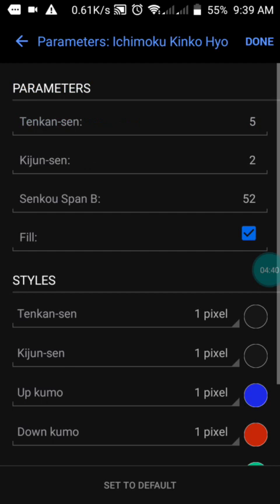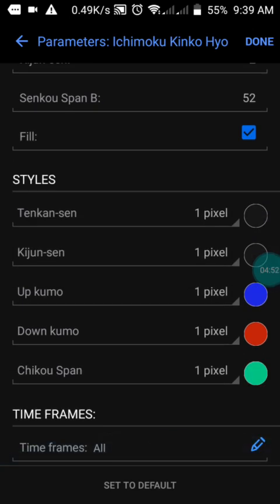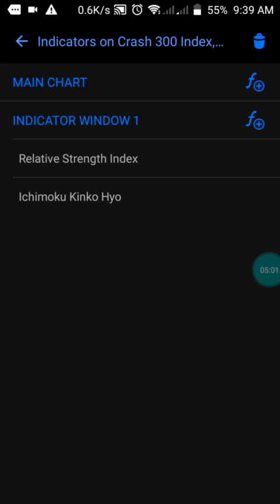And the next one is Ichimoku. The first one is 5, the next one is 2, the next one is 52, and we have the fill here. And if you check here, you have the up moon to be in your blue, red and green. So you just screenshot it the way I do it here. Then with this, you have this same strategy on your phone.